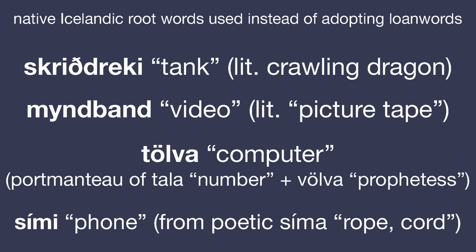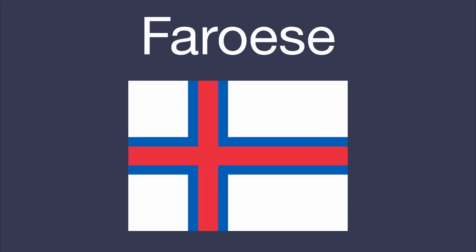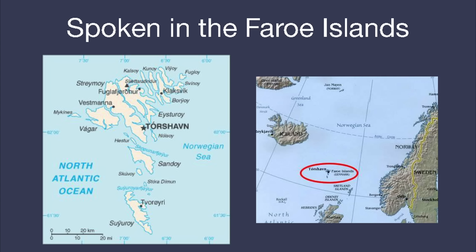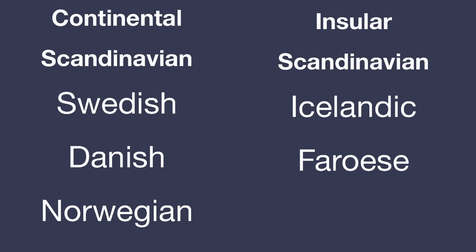With vocabulary, there's a very heavy tendency to coin new words with combinations of native Icelandic root words instead of adopting loanwords, and sometimes already existing roots are given new, modern meanings. Next up is Faroese, spoken in the Faroe Islands, an autonomous territory of Denmark. Faroese is another insular North Germanic language, and is fairly similar to Icelandic, especially grammatically.